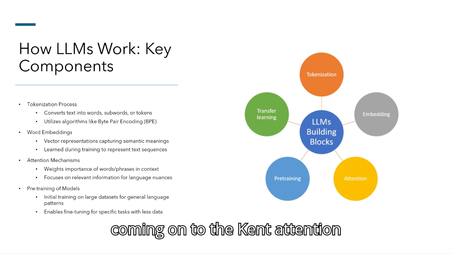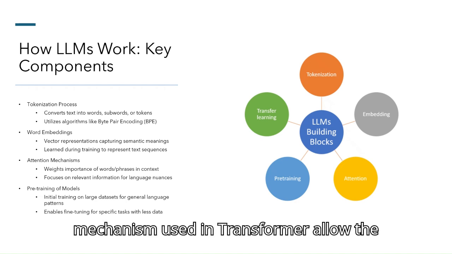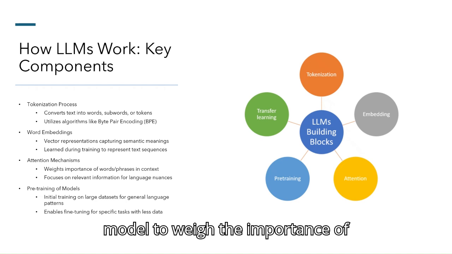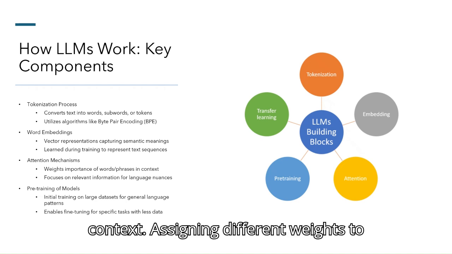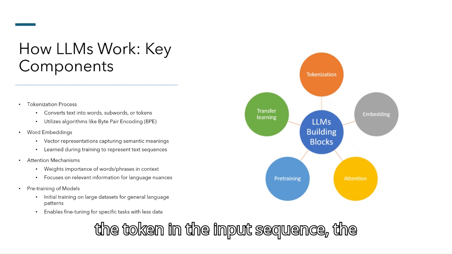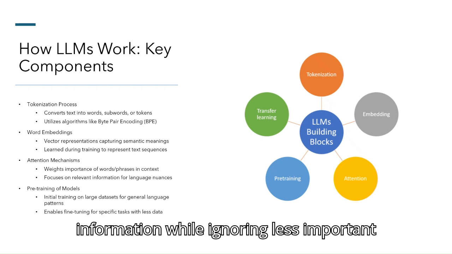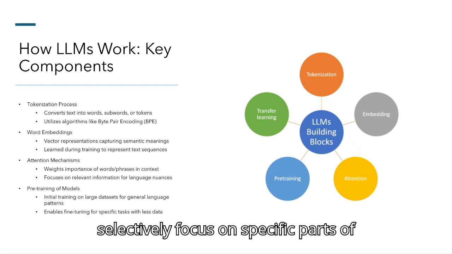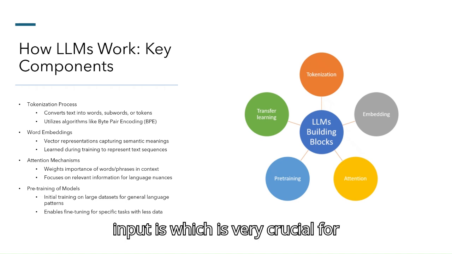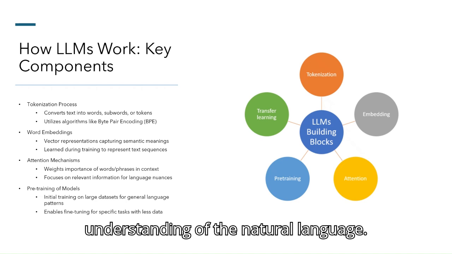Now coming to the attention mechanism, particularly the self-attention mechanism used in transformers, which allows the model to weigh the importance of different words or phrases in a given context. By assigning different weights to the tokens in the input sequence, the model can focus on the most relevant information while ignoring less important details. This ability to selectively focus on specific parts of the input is very crucial for capturing long-range dependencies and understanding natural language.